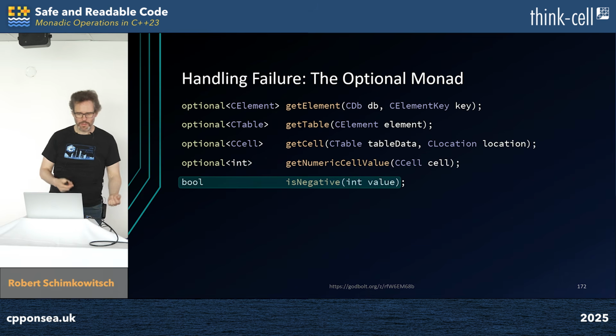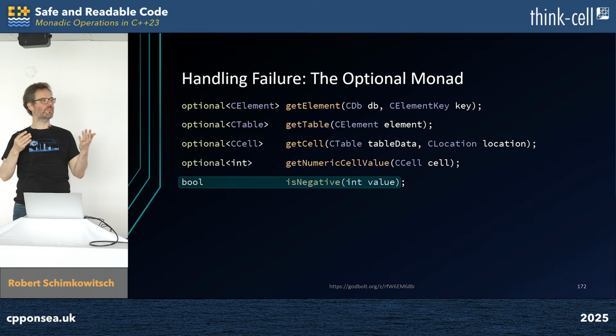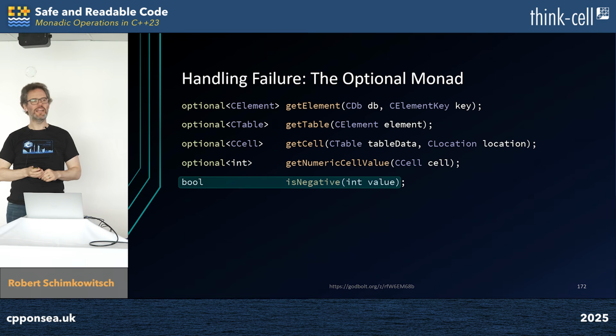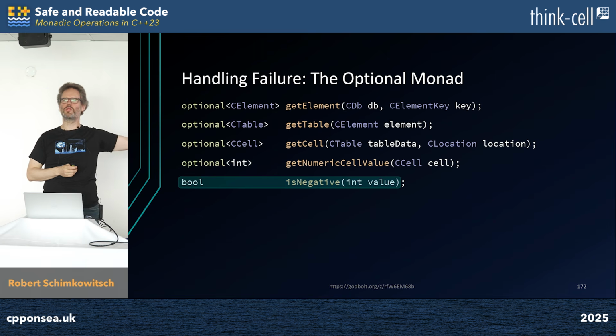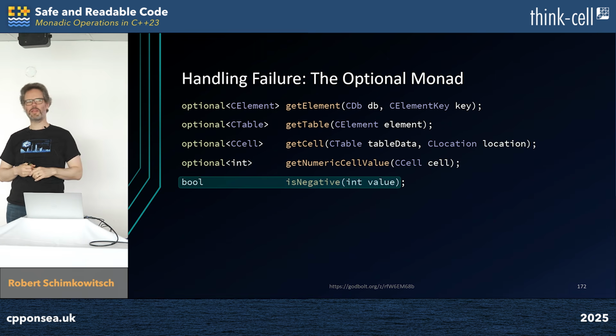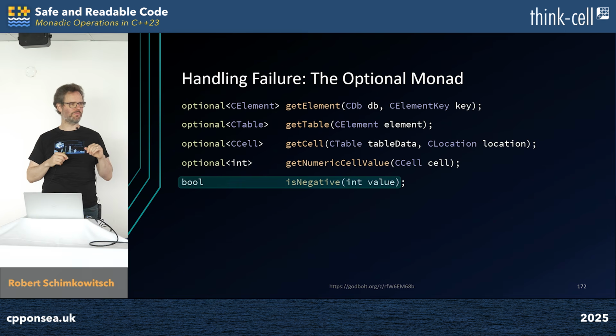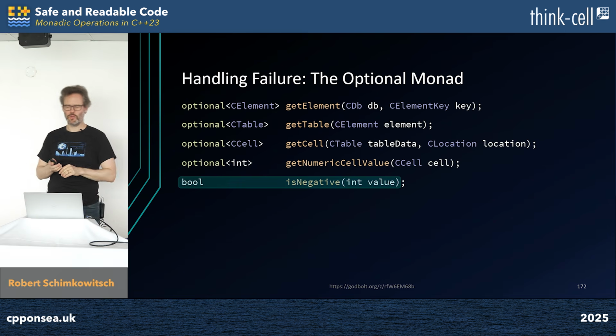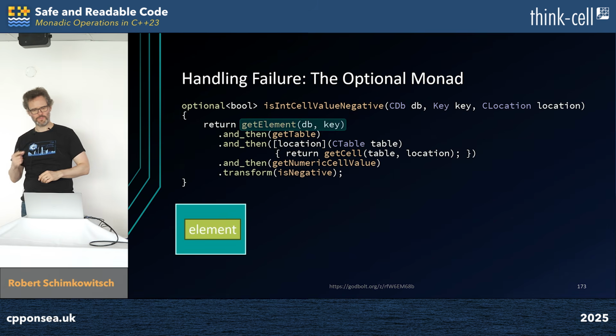And for the sake of completeness, I also added a function that checks if a value is negative. Of course, not strictly necessary. But the interesting part is here I do not return an optional of bool because this function cannot fail by itself. And that's important because you will see in a few slides.